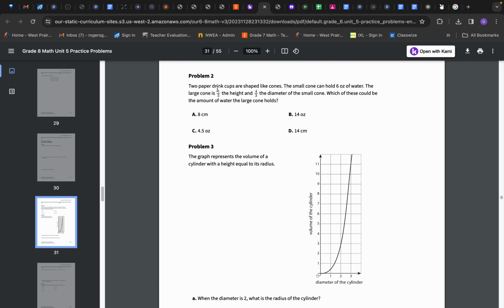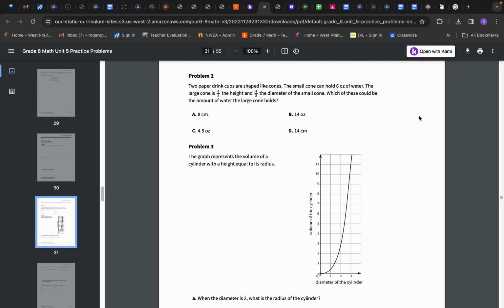And problem 2 says 2 paper drink cups are shaped like cones. The small cone can hold 6 ounces of water. The large cone is 4/3 the height and 4/3 the diameter of the small cone. Which of these could be the amount of water the large cone holds? Well, 6 times 4/3 is going to be 24/3, which is 8.